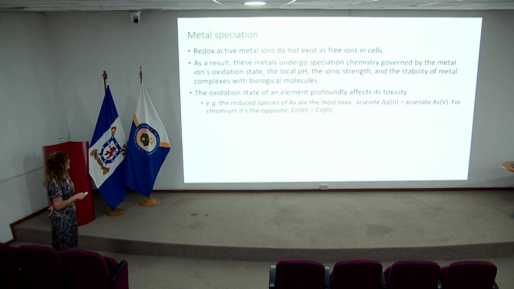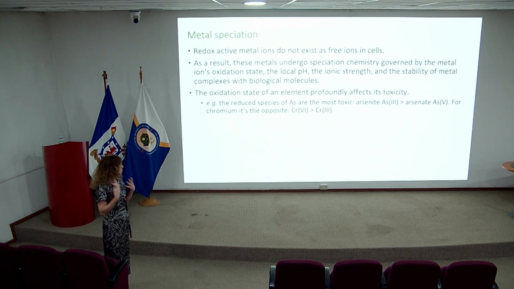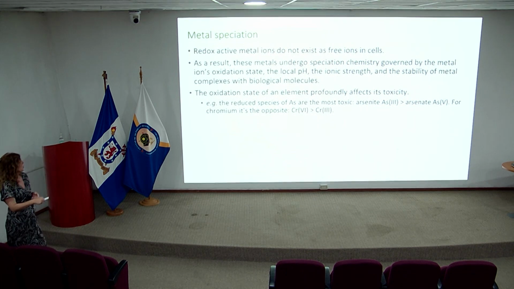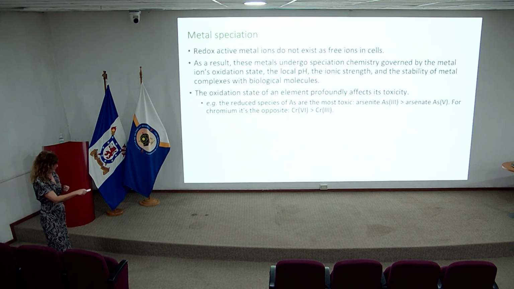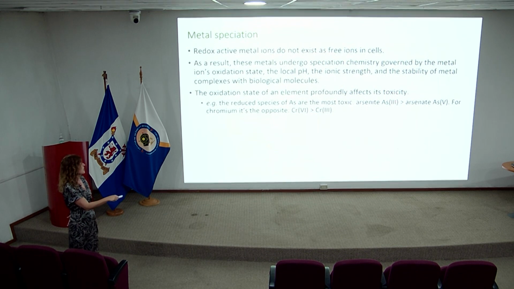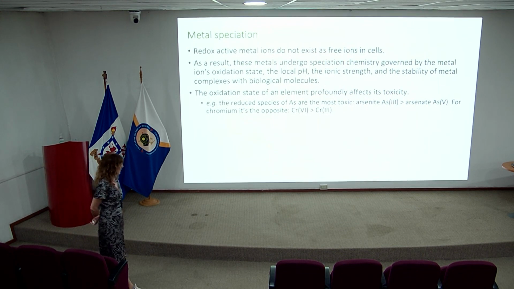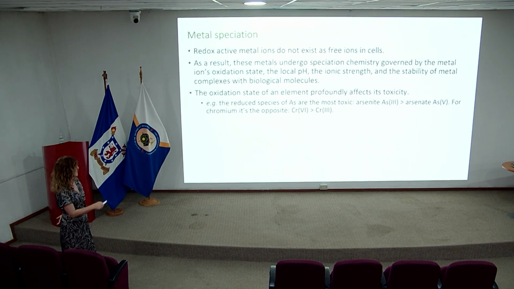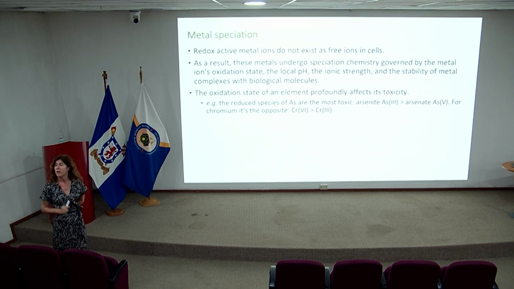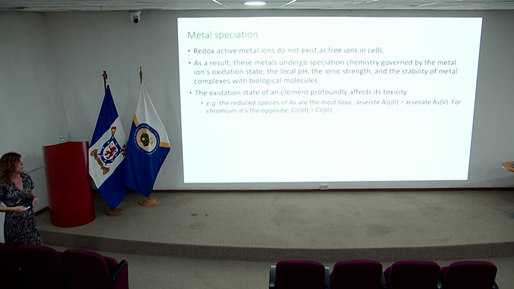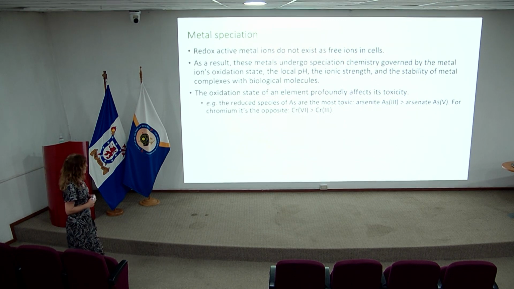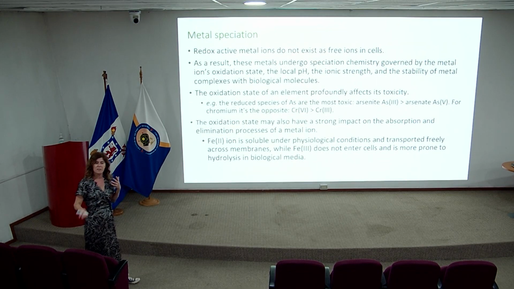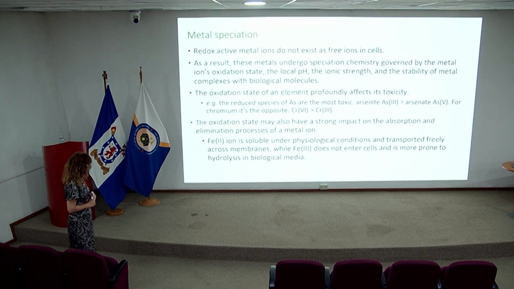And we can see that the oxidation state of a metal greatly affects its toxicity. I show you here two examples. One is arsenic, for which the +3 oxidation state is more toxic than the +5, so arsenite and arsenate. But for chromium, it's the opposite. The most toxic oxidation state is the higher one. So the oxidation state is very important for toxicity, and the same happens with, for instance, copper, vanadium, etc.